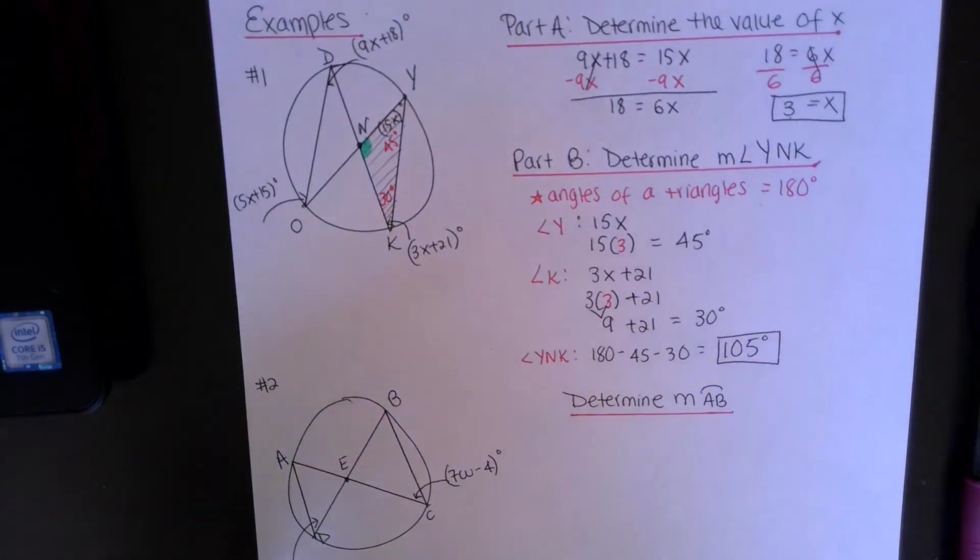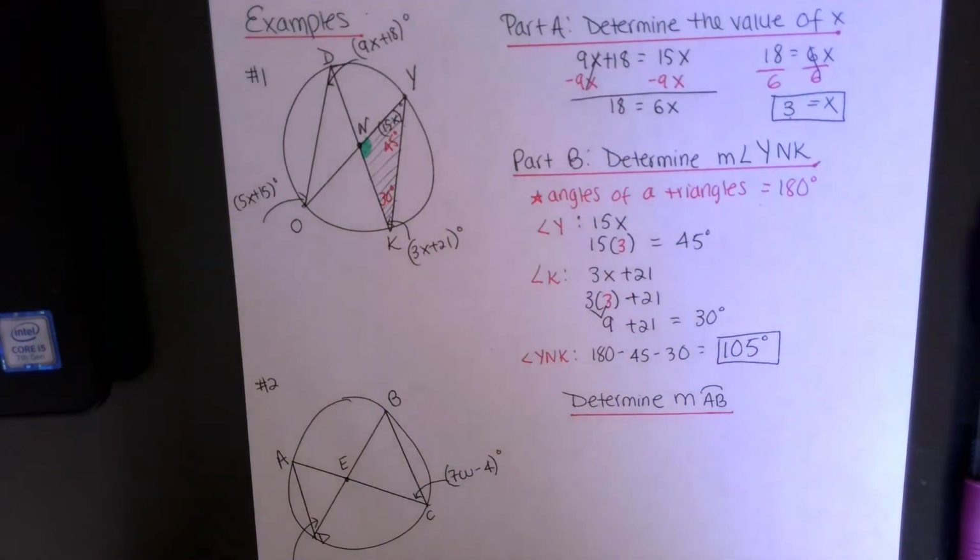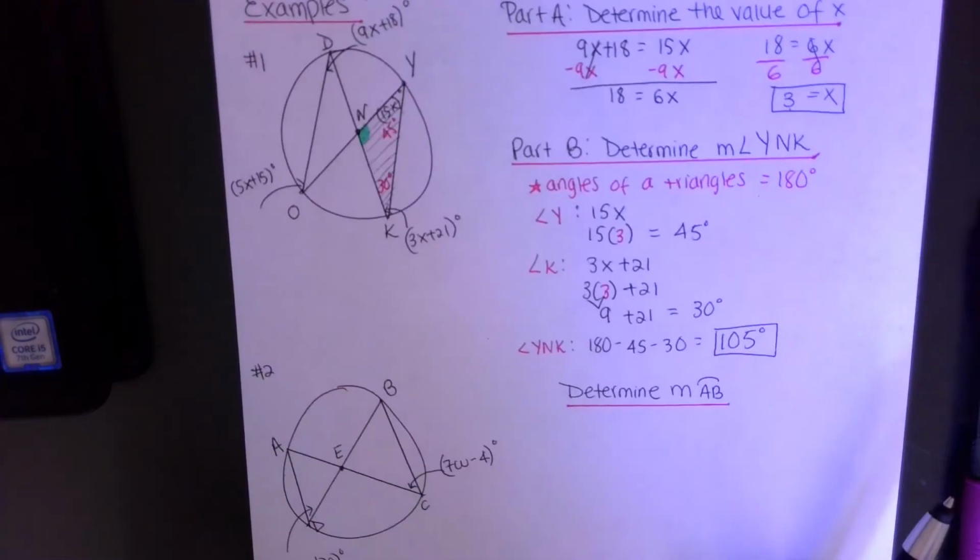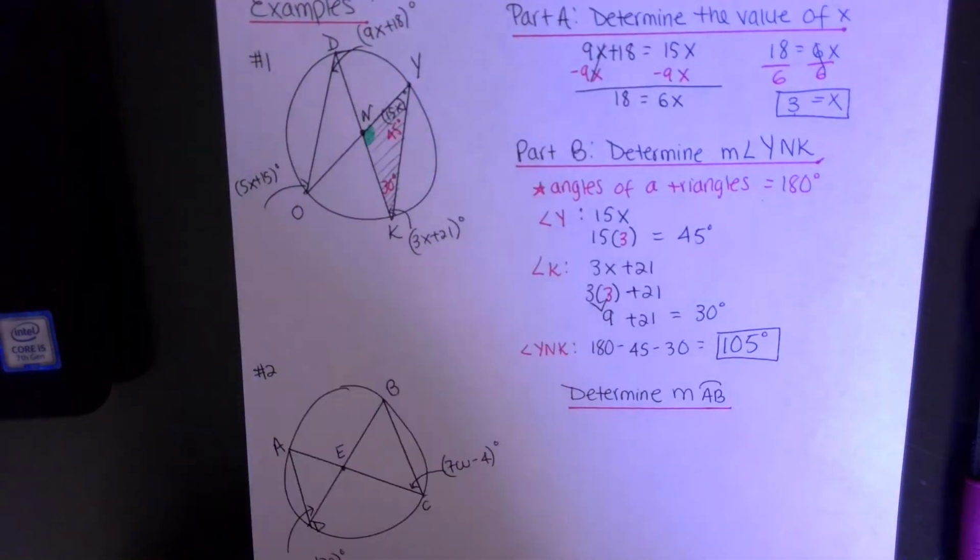Just because we're on a different unit, still recall your facts about the angles in a triangle. It always adds up to 180. So whenever you see that, you might have to do more than one thing to reach your answer.